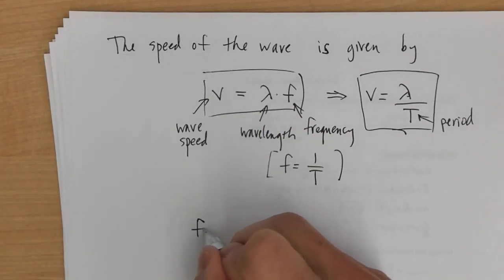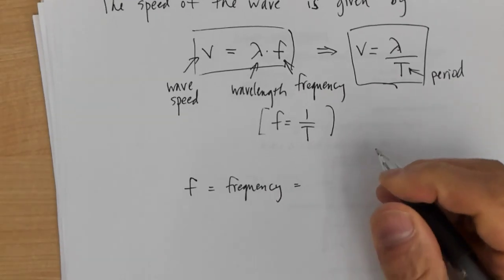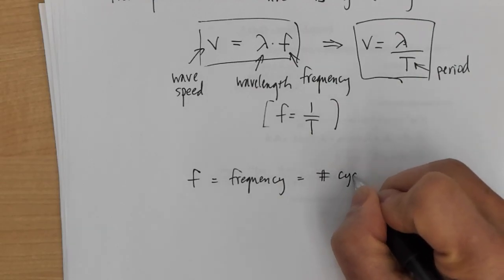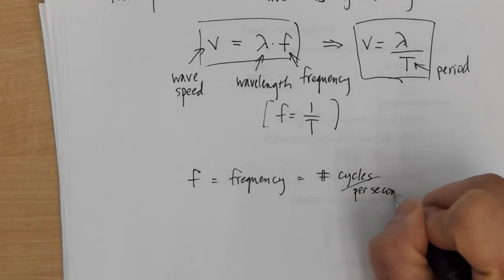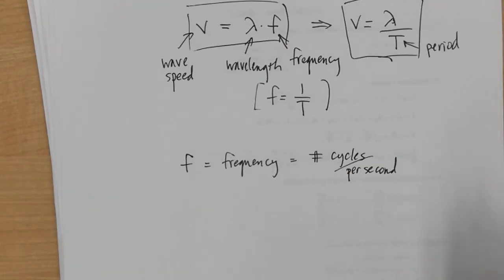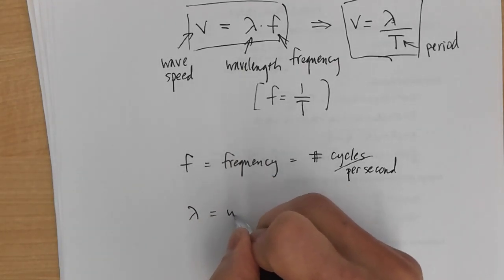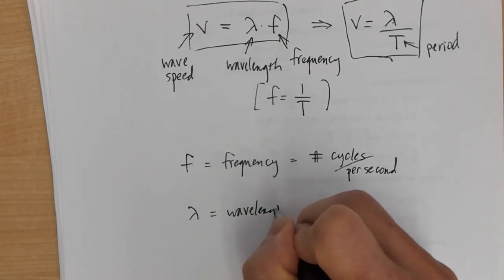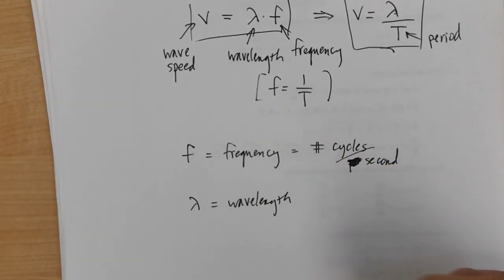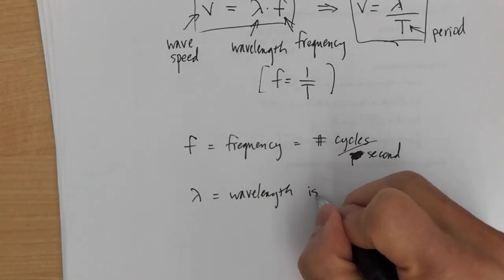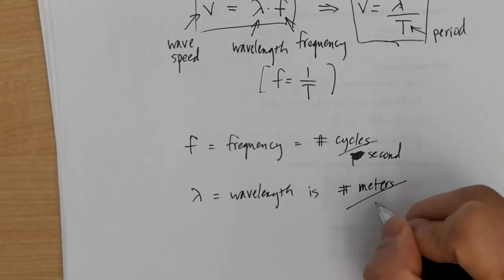So frequency is going to be the number of cycles per second. Okay, cycles per second. And lambda, the wavelength, is the number of meters per cycle.